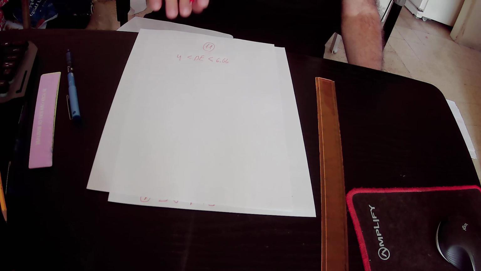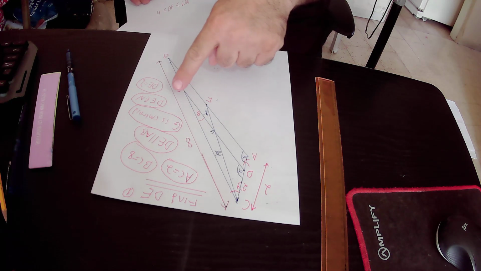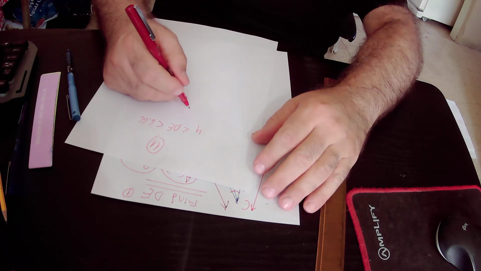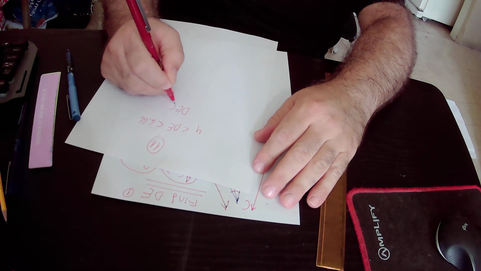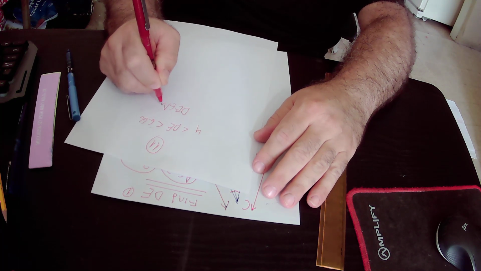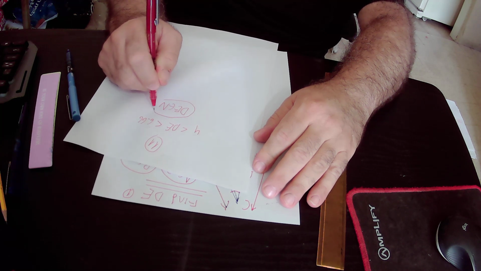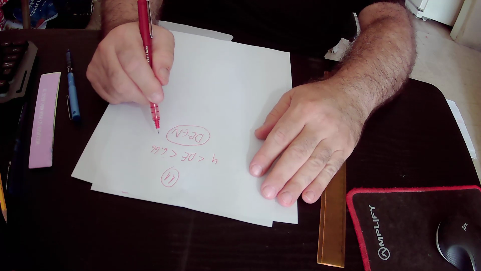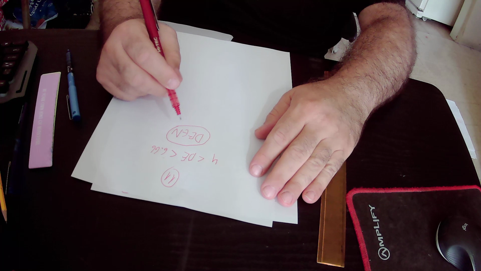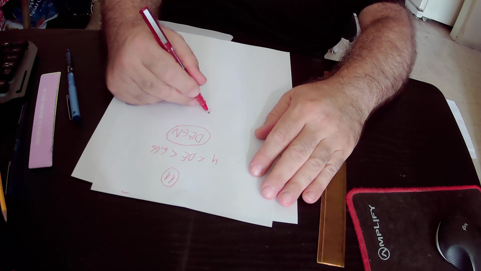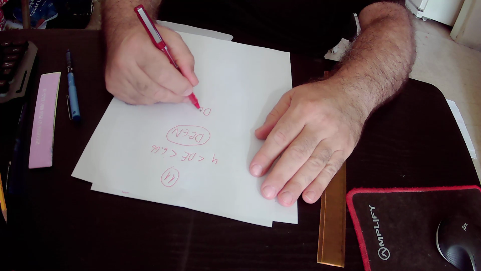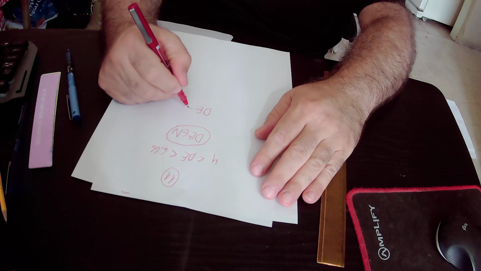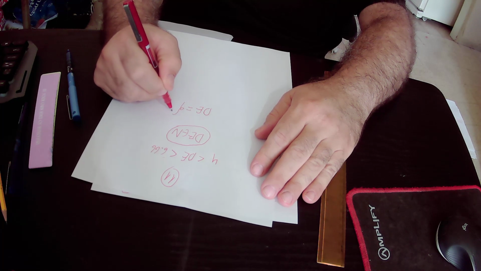But we also know it is given in the question that DE belongs to the natural numbers. That is to say, DE is a natural number. So which natural numbers are bigger than 4 and smaller than 6.66? Actually, the only two natural numbers that are bigger than 4 and smaller than 6.66 are 5 and 6.